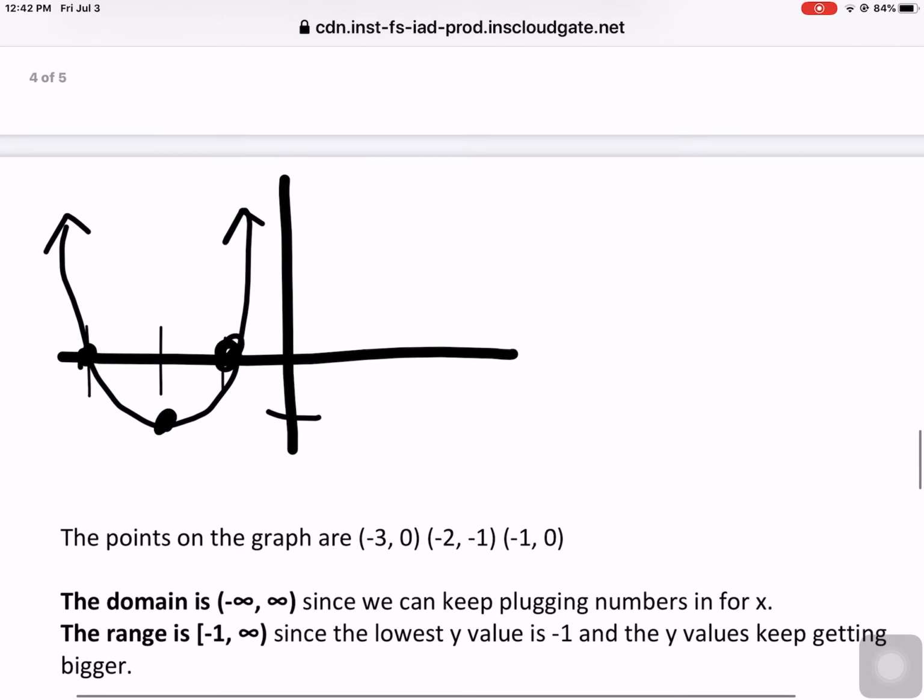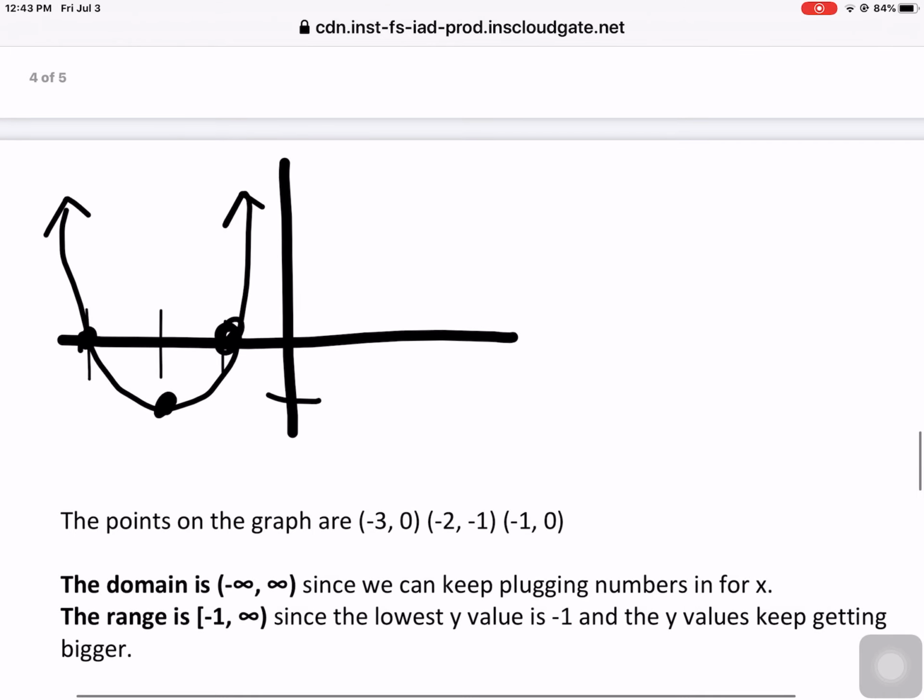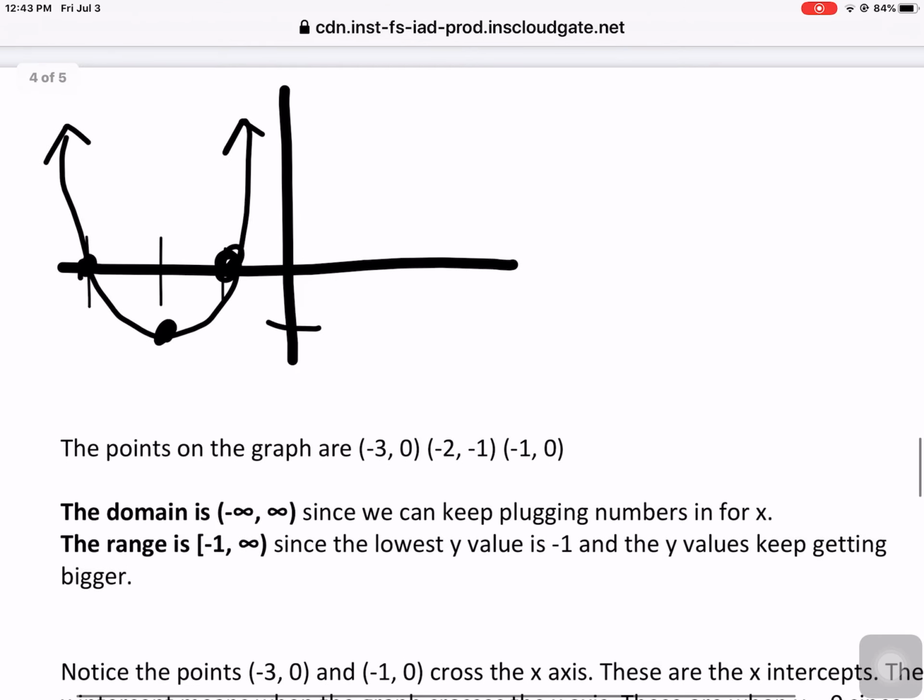Okay, so here's our graph. The points on the graph are negative 3, 0. That means left 3, up 0. Negative 2, negative 1, left 2, down 1. Negative 1, 0, left 1, up 0.